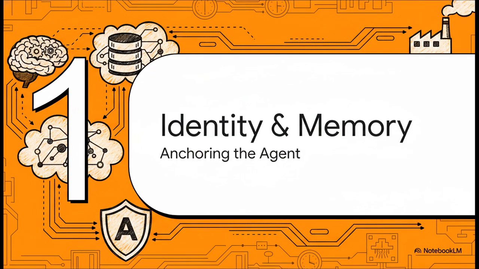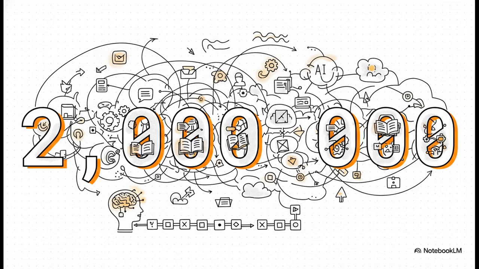Section 1, anchoring identity and memory. Before an agent can do any real work on the floor, we have to give it a stable persona and a vast working memory, so it actually understands the context of the factory. To do this, we leverage the Gemini engine's massive 2 million token context window. Think of this as an absolutely elite working memory for your agent.